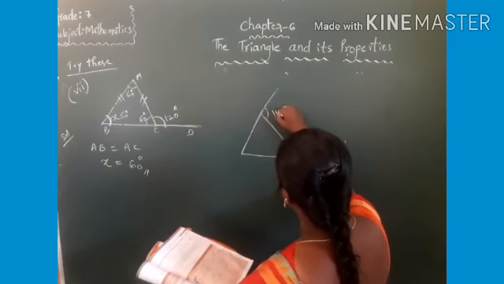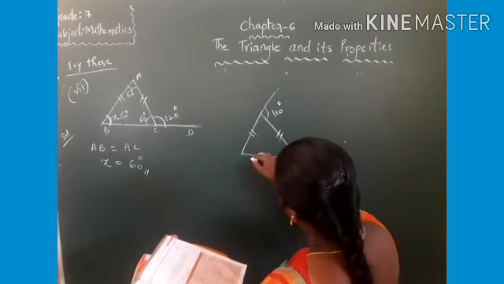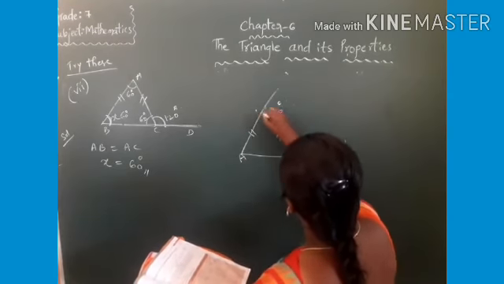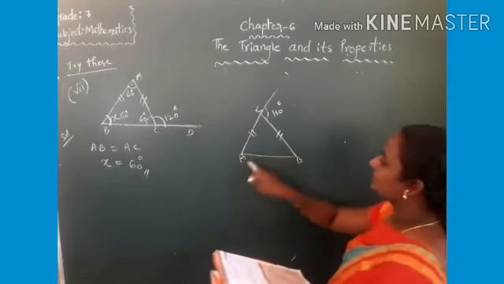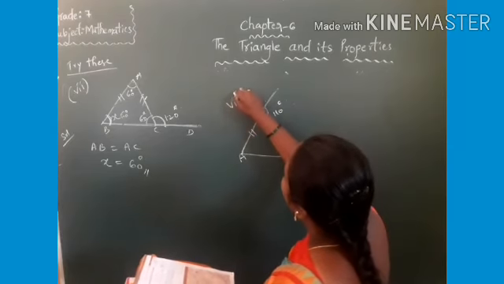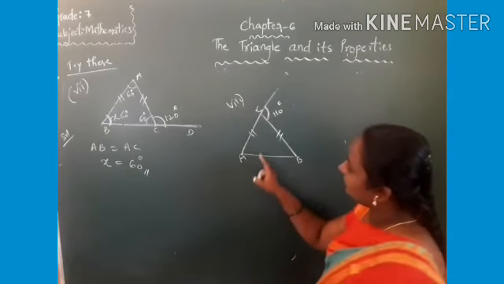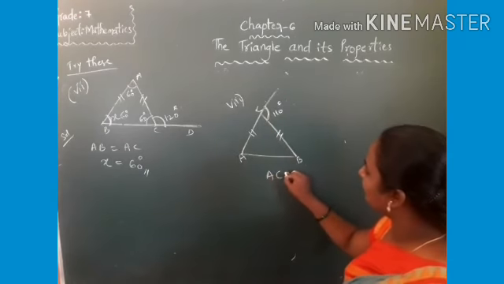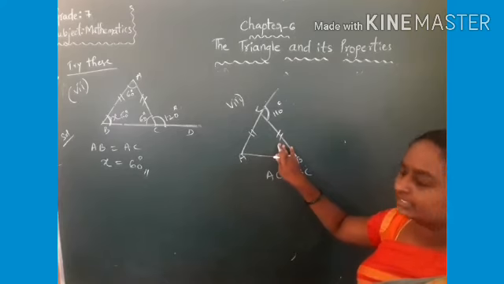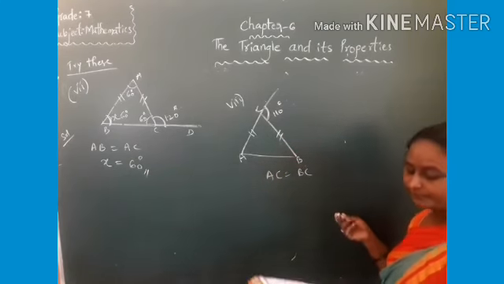Next, the same with the eighth one, you have to observe. Here one exterior angle is given. In triangle ABC, an exterior angle is 110 degrees. It is already given that AC length is equal to BC. So that means angle A is equal to angle B.